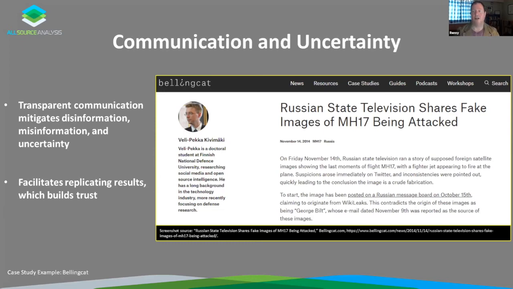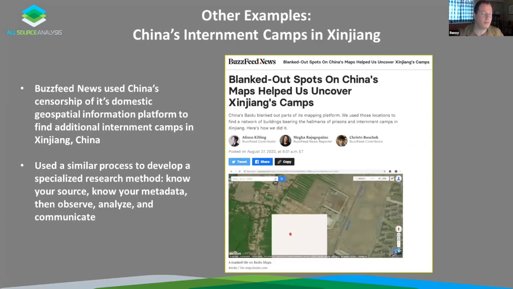So now I'll finish with one other example that has come up in the past and is included here now. Another example is China's internment camps in Xinjiang. In this case, China has its own mapping service, Baidu Maps. It's like Google Maps for China. It's called Baidu. It's an indigenous company, and the Chinese government controls aspects of this source of information.